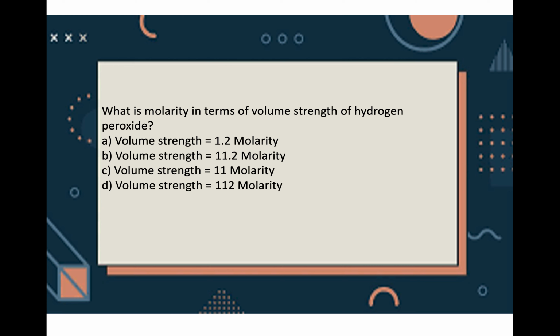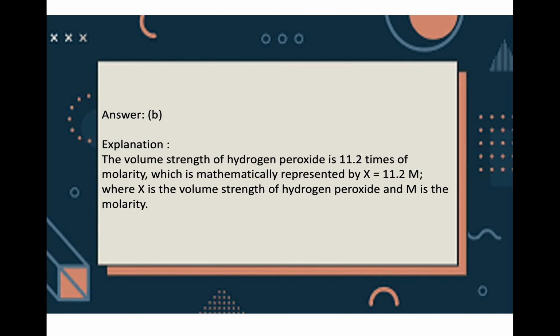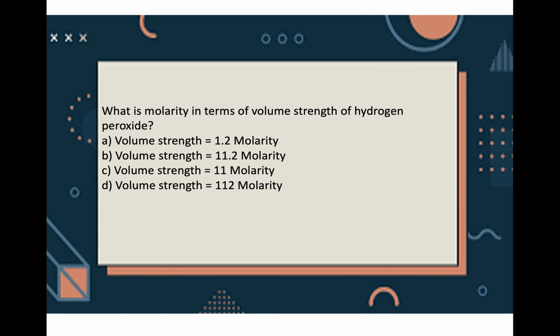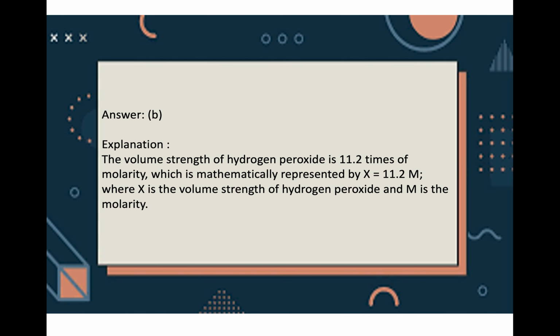The next question is: what is molarity in terms of volume strength of hydrogen peroxide? A, volume strength is equal to 1.2 molarity; B, volume strength is equal to 11.2 molarity; C, volume strength is equal to 11 molarity; D, volume strength is equal to 112 molarity. The answer is B, volume strength is equal to 11.2 molarity.